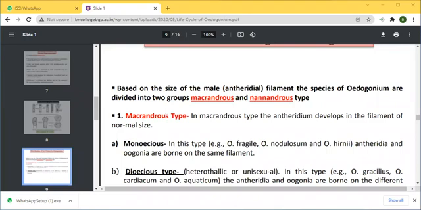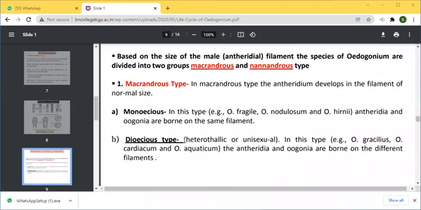What is normal size? Here the size is based on the male filament size. But in Macrandrous, what is the structure and development of the Antheridium? Here the Antheridium develops in normal size, no difference, very normal. But in this one also there are two types: one is monoecious and the second is dioecious.